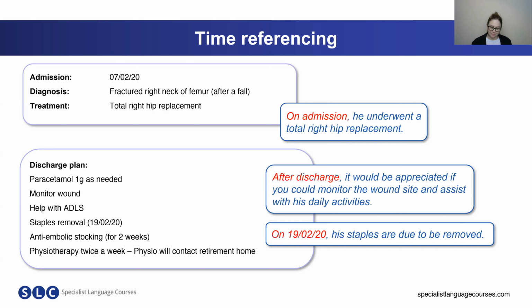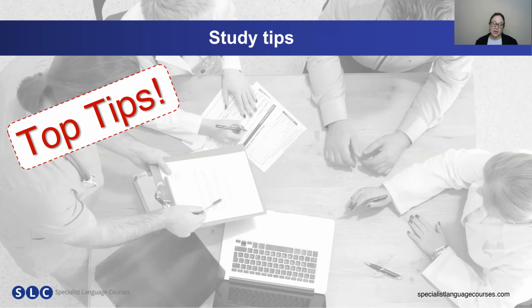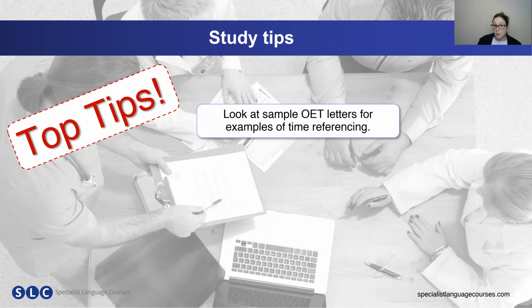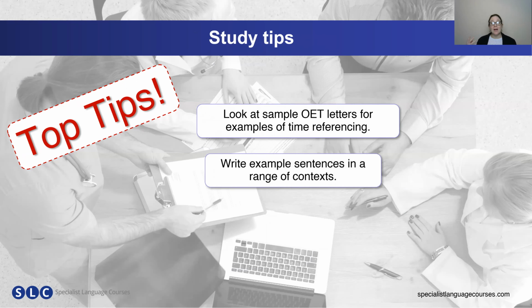Top tips for time referencing phrases. So here are some things that you can do in your study time to help improve your use of time referencing phrases. Look at sample OET letters for examples. Very important to write example sentences in a range of contexts. Think about creating a list of useful phrases, and you can split it up into different categories. For example, hospital treatment, post-discharge treatment, and things like that.